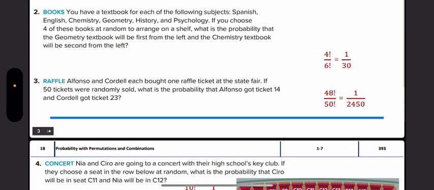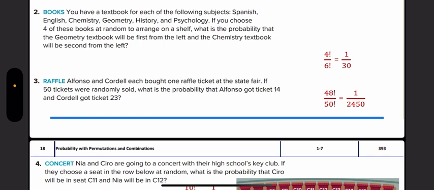Okay, now let's go to question 2, and you will notice how the difference works with the repetition and the unknown orders more and more with the other questions as well. Now, question 2. You have a textbook for each of the following subjects: Spanish, English, chemistry, geometry, history, and psychology. If you choose 4 of these books at random to arrange on a shelf, what is the probability that the geometry textbook will be the first from the left and the chemistry textbook will be second from the left?